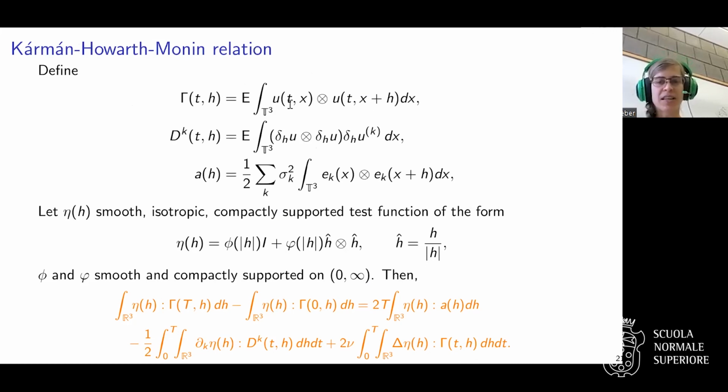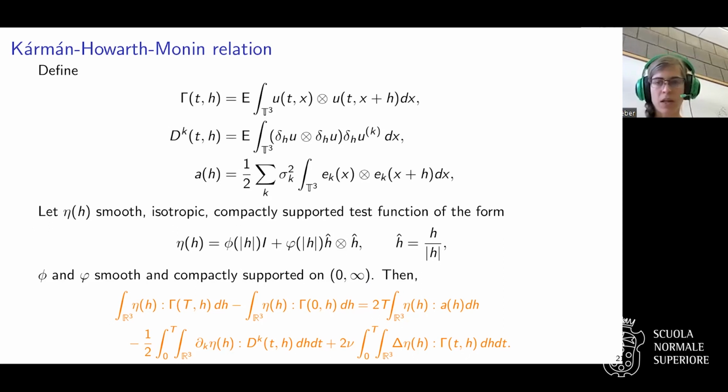And so basically what it says, there are too many formulas here, is a relation on the time evolution of the second order correlations. So the expected value of the average of U tensor product with U at x plus h in space, and how it relates to the energy flux, which is basically this quantity if you rewrite it, and the input from the forcing, which is this term here that you obtain after using Ito's formula.